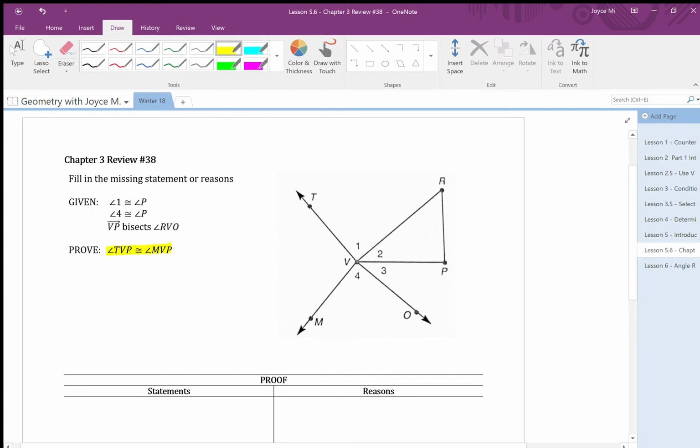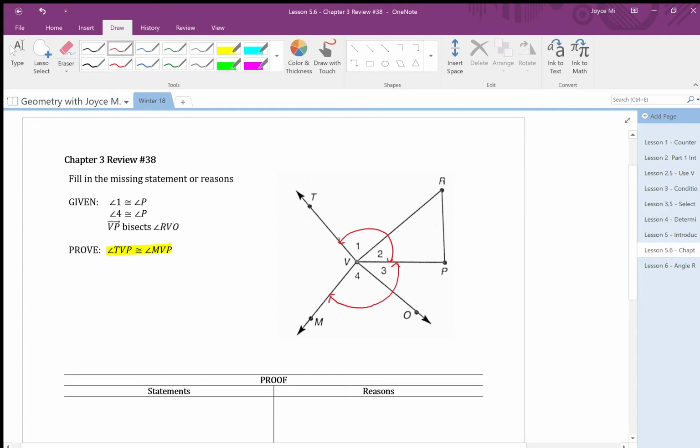In this statement, I have angle TVP and MVP. I need to show that they equal each other. So let me look at what exactly these two angles are. TVP, I'm going to highlight in red. TVP is this one. So I want to show this angle is congruent to MVP, which is this angle.